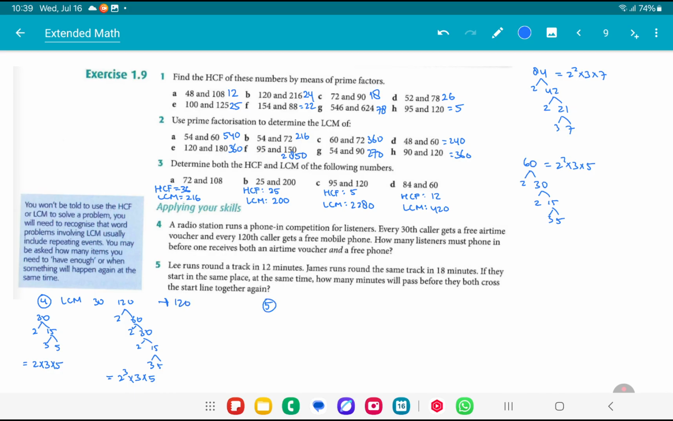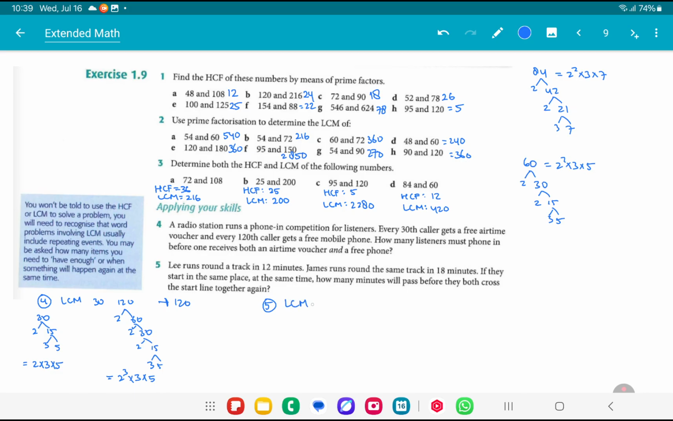We continue with number 5. Lee runs around a track in 12 minutes. James runs around the same track in 18 minutes. If they start in the same place at the same time, how many minutes will pass before they both cross the start line again, together again?